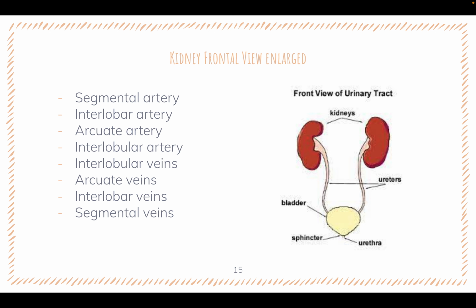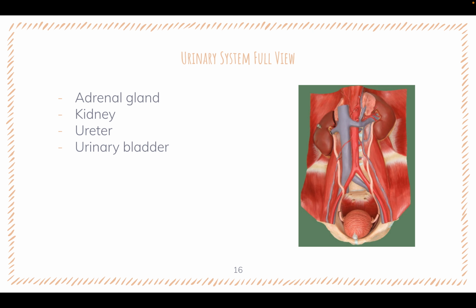When using the frontal view of the kidney enlarged, we have the segmental artery, interlobar artery, arcuate artery, and interlobular artery, interlobular veins, and segmental veins. When looking at the full view, we have the adrenal gland, kidney, ureter, and urinary bladder.